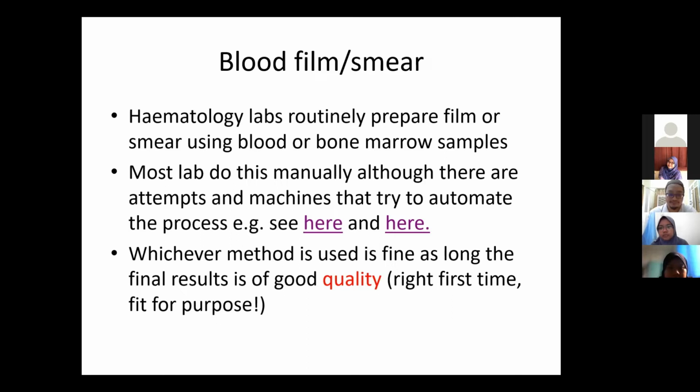Anyway, as long as the final result, which is your blood smear, is of good quality, it doesn't matter whichever method you want to use. It's the final result which is important. Remember when we talk about quality, the meaning of quality is right first time and fit for purpose. Right first time and fit for purpose. So you want to achieve that.